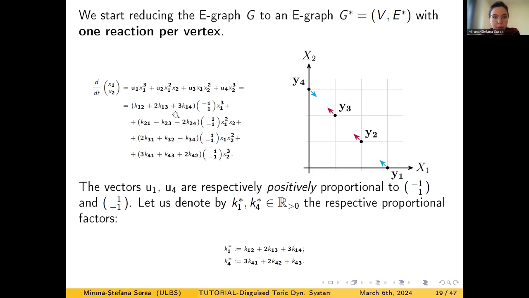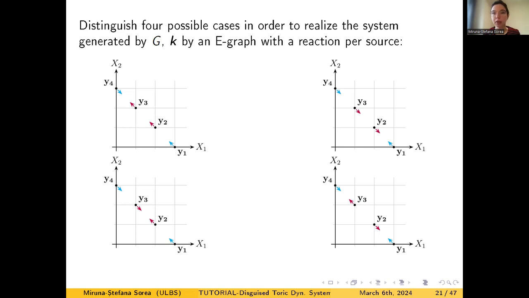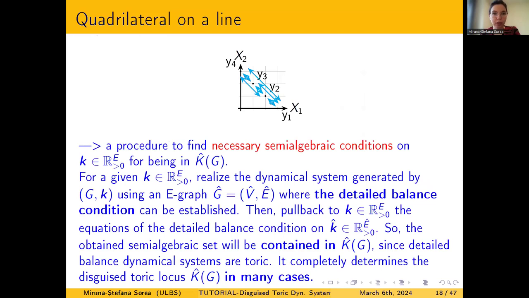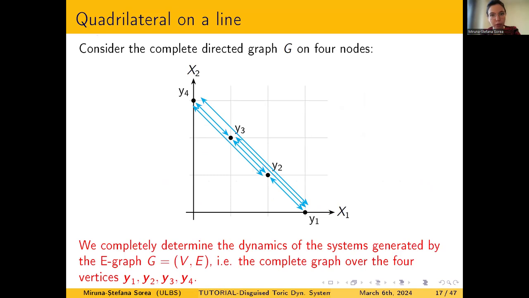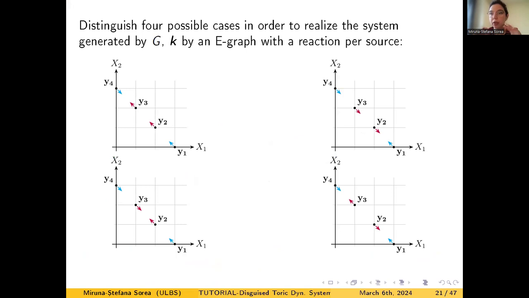But what happens for the other two, as I showed last time, those two, the red ones here, of course, their direction depends on the values of the k we start with in the big graph. So there are two cases for their signs in each of the vertices, y2 and y3. This gives us four possible situations in which we can decompose the parameter space of all the k values coming from the complete directed graph. So here we have 12 values for k. Decompose this R positive to the 12th into four so-called chambers.